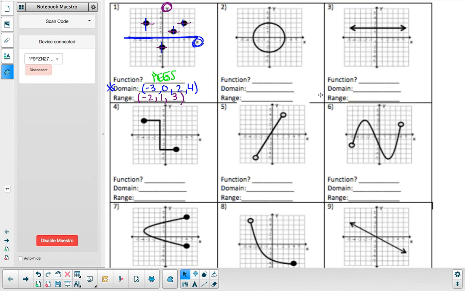Now, even though this one looks weird, I still am going to apply the vertical line test. So there's one vertical line, and I do in fact hit this graph or this circle twice. So this is not a function. Excuse me. Okay. Now to look at domain and range, I want to get rid of that. And then now I'll be good to go. So domain, I'm going to highlight in yellow. And I'm going to do that one first.